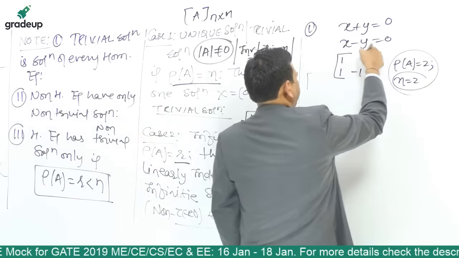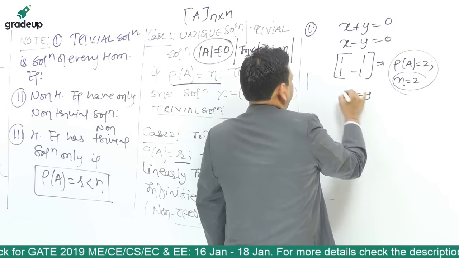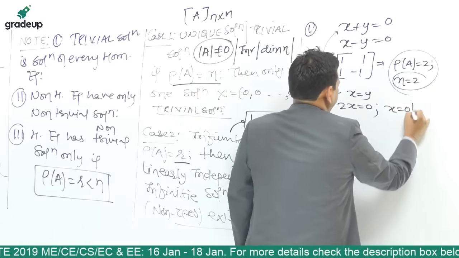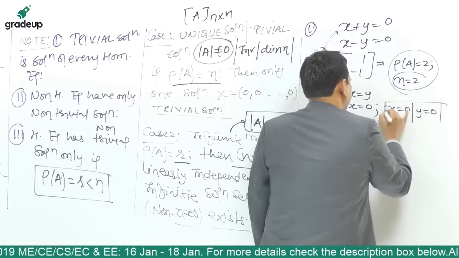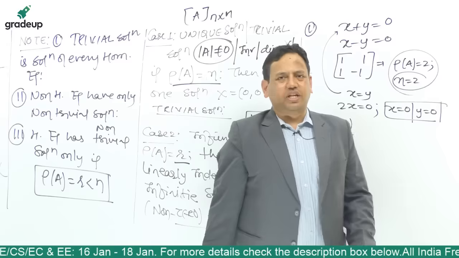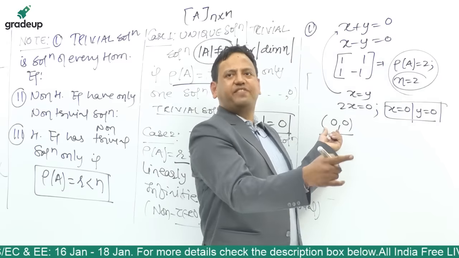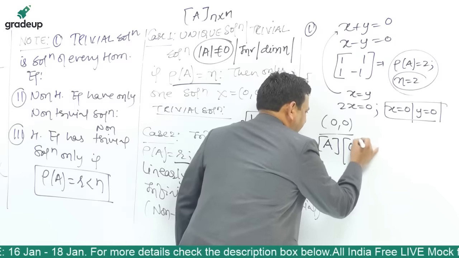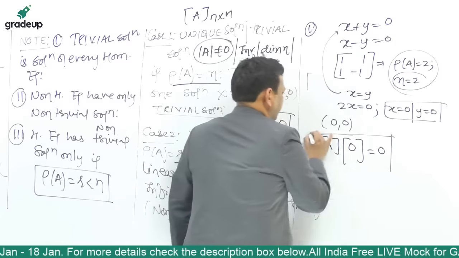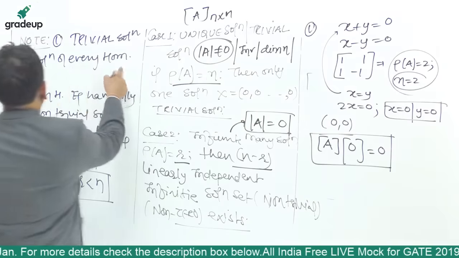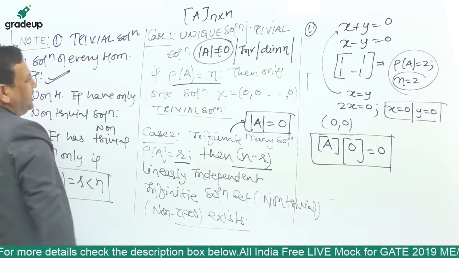How? Put x is equal to y. So we are saying x equals y. Put it in this one: 2x is equal to 0. So x is equal to 0, y equals 0. You are getting a unique solution. So we know if there is a unique solution, (0, 0) is the solution of every matrix. Why? Because if you multiply A by the 0 vector, you will always get 0. So trivial solution is the solution of every homogeneous equation.